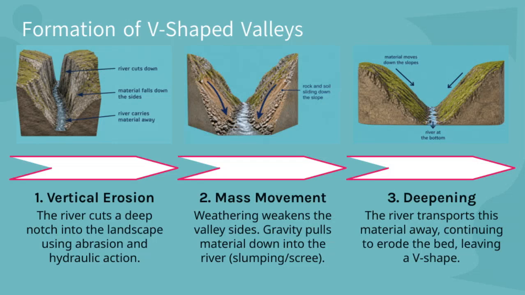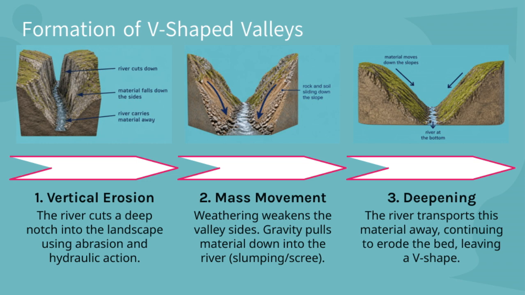Now let's look at how V-shaped valleys form. A V-shaped valley is one of the most common landforms in the upper course. The process begins with vertical erosion. The river cuts down into the landscape, creating a deep notch. It does this through hydraulic action, where the force of the water breaks material away, and abrasion, where the river's load scrapes along the bed. As the river cuts down, the valley sides become steep.